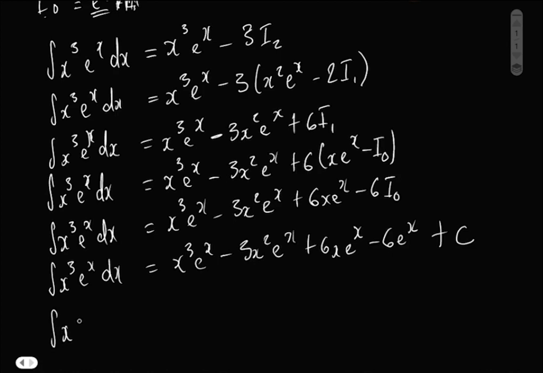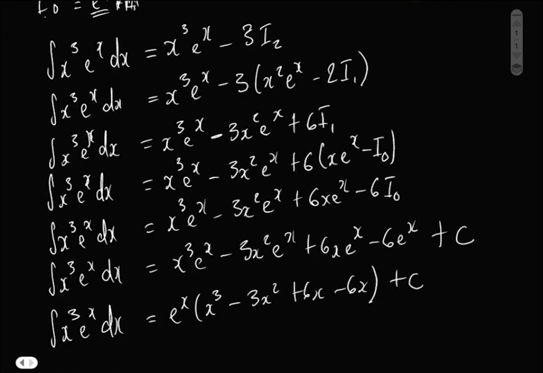You can write your final solution as the integral of x cubed e to the x with respect to x is equal to e to the x times, I factor out the e to the x. Here I remain with x cubed. Here I remain with minus 3x squared. Here I remain with plus 6x. Here I remain with negative 6. I close my bracket, plus c. This will be my final answer, and you get all your marks.